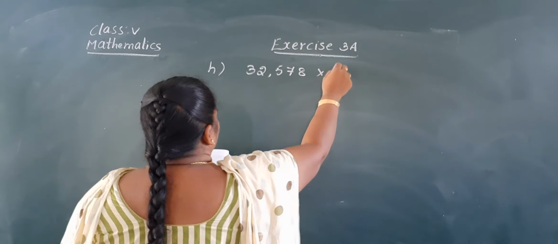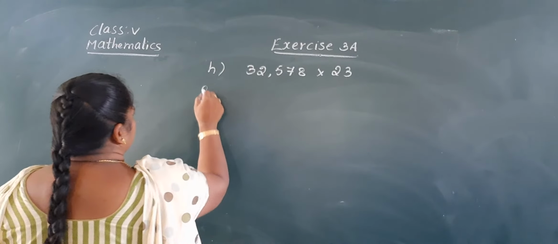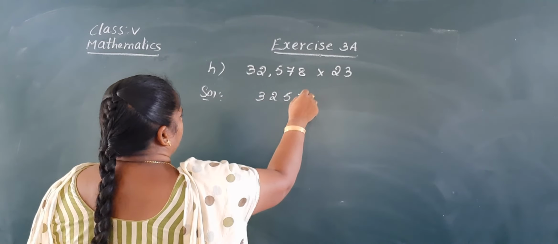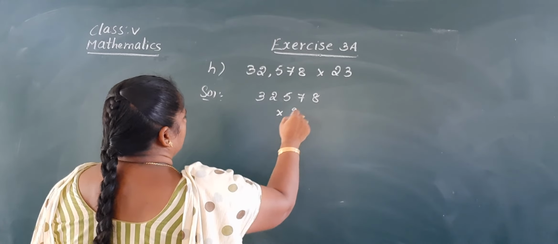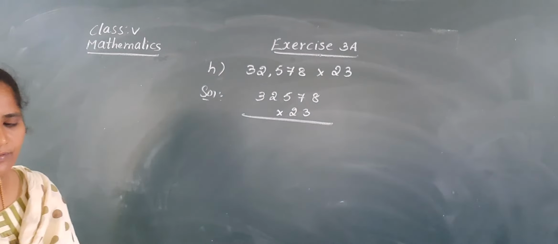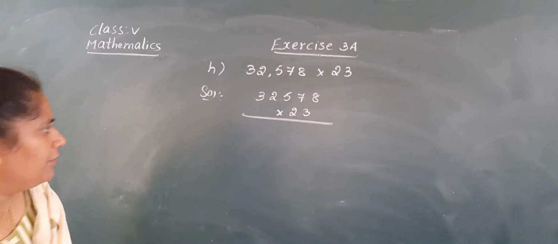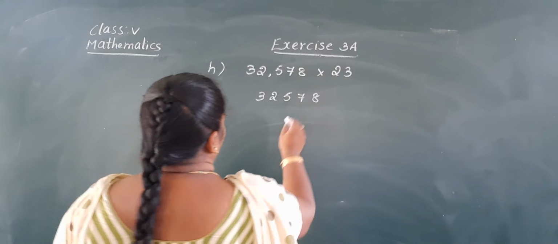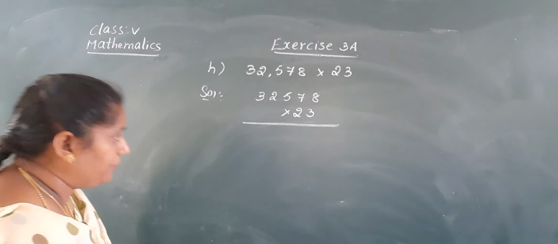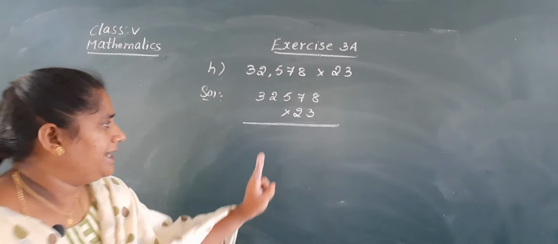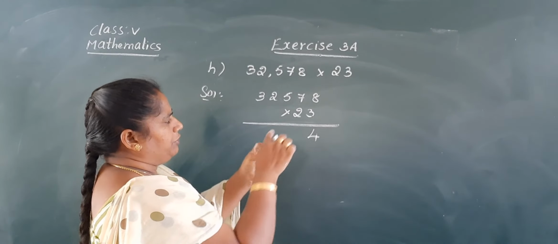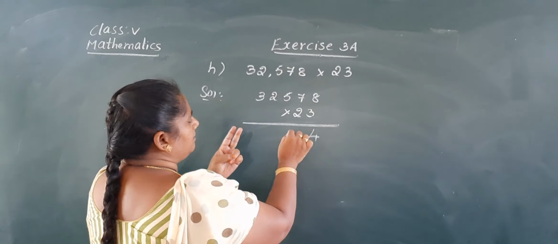32,578 into 23. So this is a 5-digit number by 2-digit number. So first you arrange the numbers. Now multiply by 3. 3 8s are 24. 3 8s are 24. 2 in hand, 4 is down. 3 7s are 21, 22, 23. 2 in hand, 3 is down.